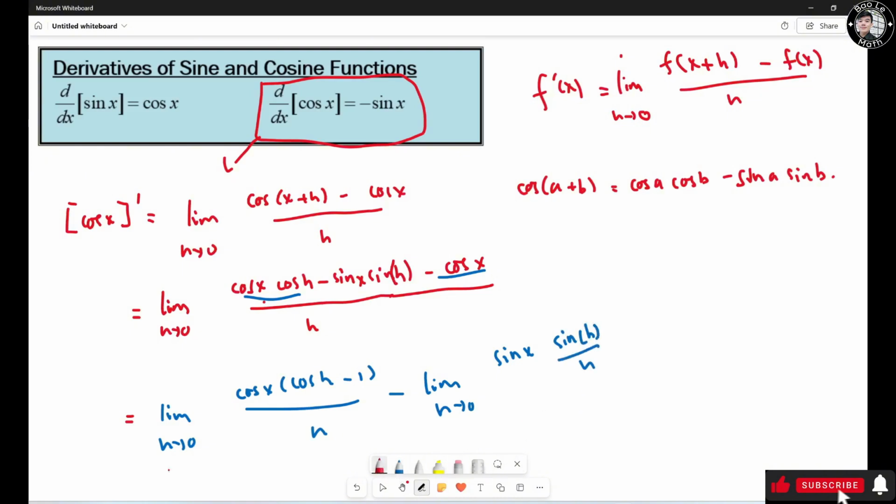Now we know that when h approaches 0, the limit of this one equals 0, so the whole thing right here should be 0. Now when h approaches 0, the limit of this one should be 1. So we only have the negative sine s right here, times this one.